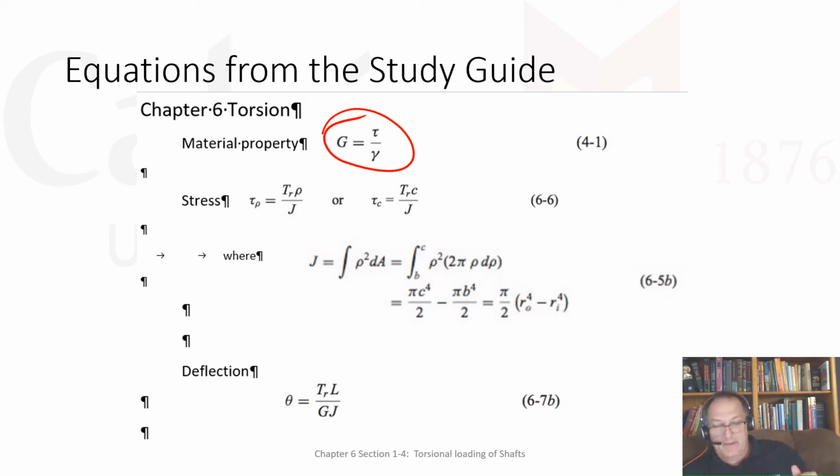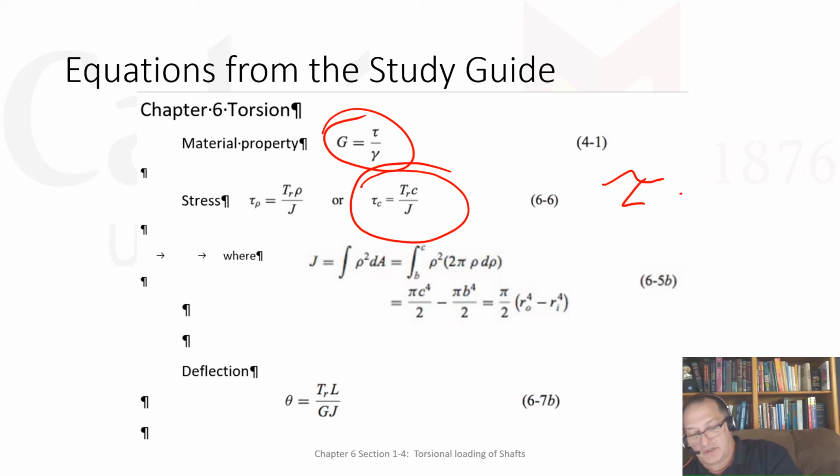And then here's the only other two equations that I really want you to focus on. This TC, that is the stress at the outside. That's going to be my maximum stress. And that tells me my stress as a function of the force applied, but now it's a torsional force, so it's a torque. And then C, that's the distance to the extreme fiber, and J.